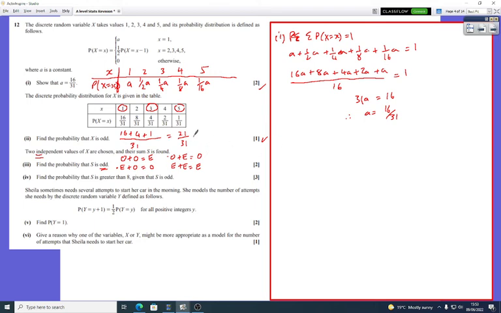So when it says find the probability of getting an odd number, we've done that one. We know what the probability of getting an odd number is. So just going to do part 2.